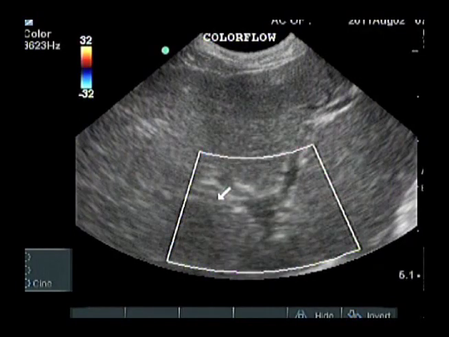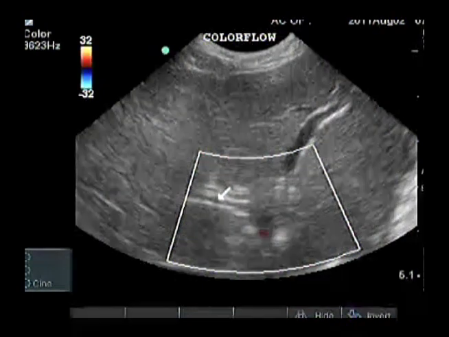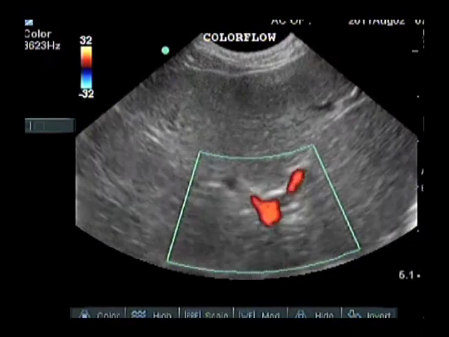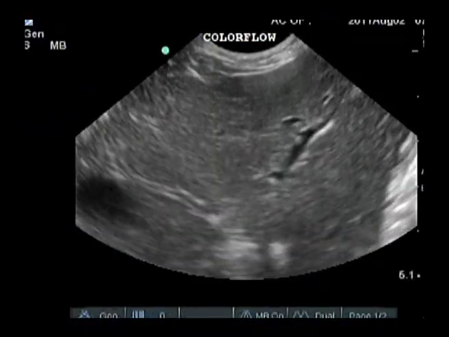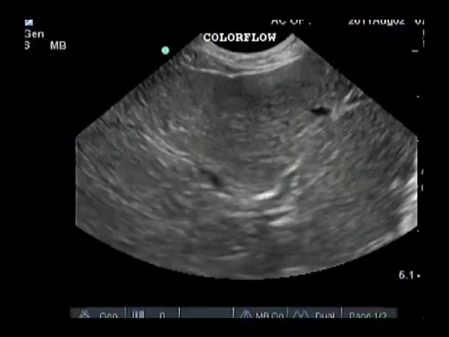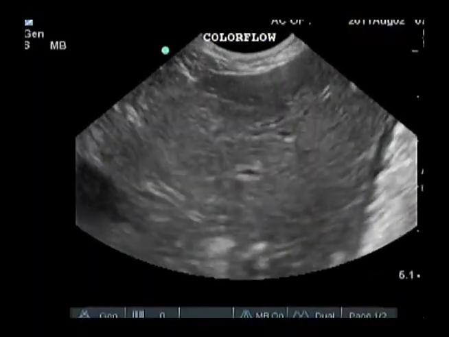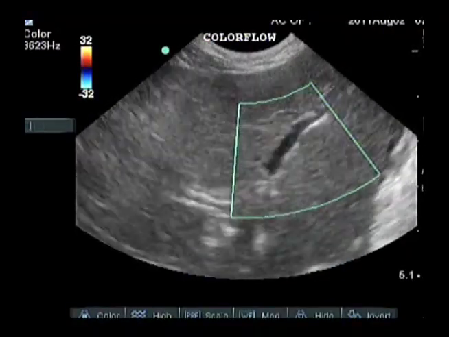If a blood vessel is perpendicular to the transducer, blood flow is not moving towards or away from the transducer, and no color will show in the vessel. In the liver, hepatic bile ducts and the common bile duct can be seen if they are dilated, but will not show color.